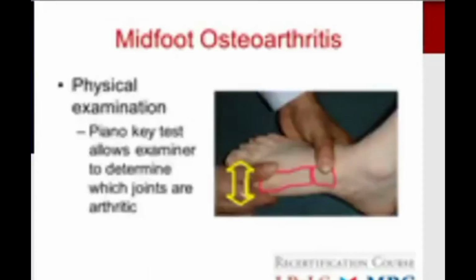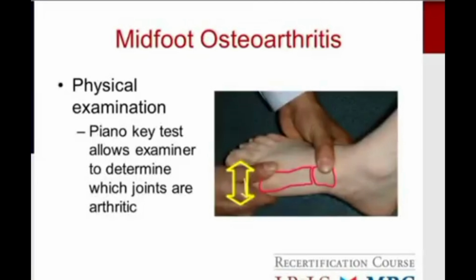Let's move on to midfoot. In midfoot situations, we have to first look at the foot as 3 separate columns. In order to assess these columns, we do what we call the piano key test. The piano key test is simple. We take each metatarsal and we move it up and down just like you would a piano key.